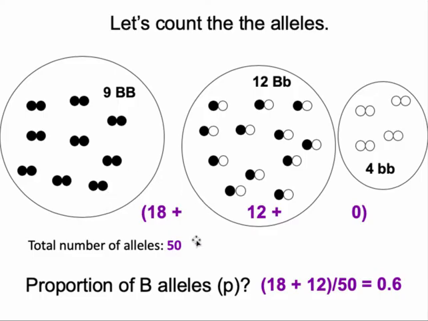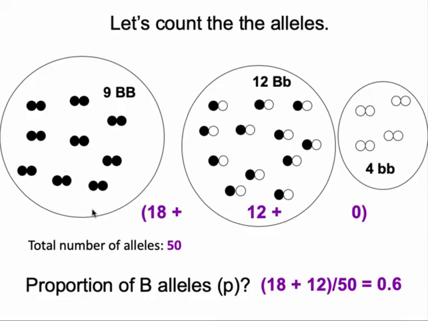Of the 50 alleles that we have in our population, note that we have twice as many alleles as cats because each cat has two alleles. The 9 homozygous dominant cats each contribute 2 dominant alleles, so we have a total of 18 alleles. There are 12 heterozygous cats. They each only contribute 1 dominant allele because the other allele is recessive. So these cats only contribute 12 dominant alleles to the population. And the homozygous recessive don't have any dominant alleles, so they contribute 0 alleles to the population.